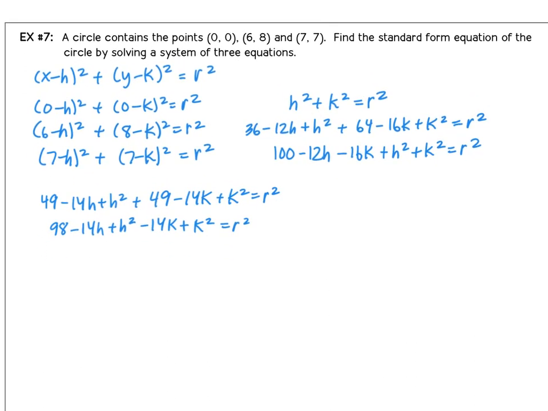I see that these two are equal to r squared. Okay, so what I'm wanting you to notice, you see how this one's equal to r squared and this one's equal to r squared? I can set those two equal to each other. So that's what I'm going to do. So that's going to give me 100 minus 12h minus 16k plus h squared plus k squared is equal to 49 minus 4.